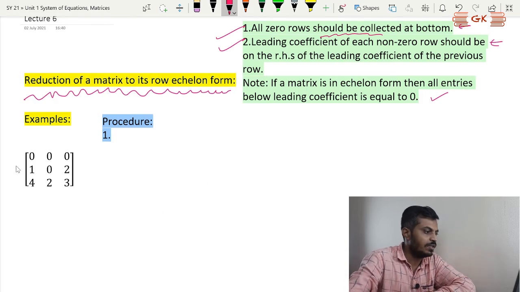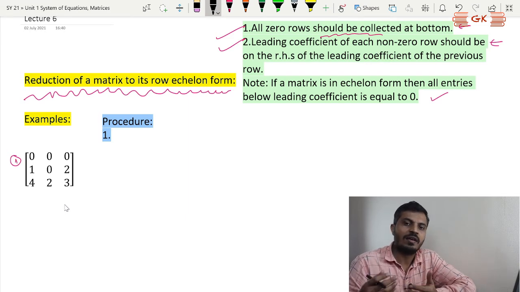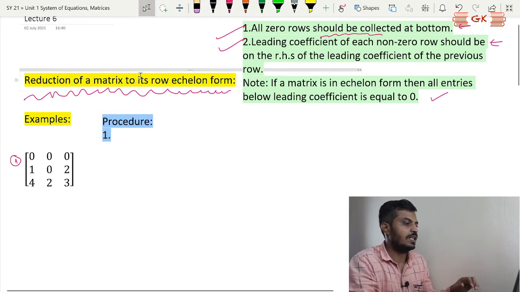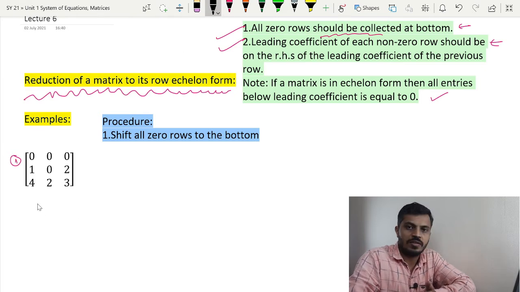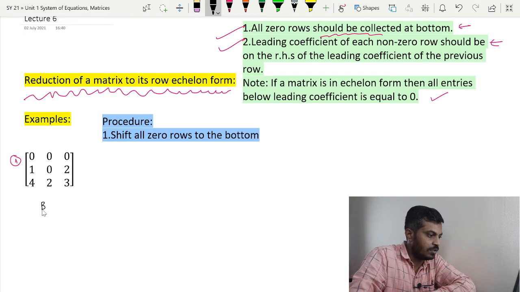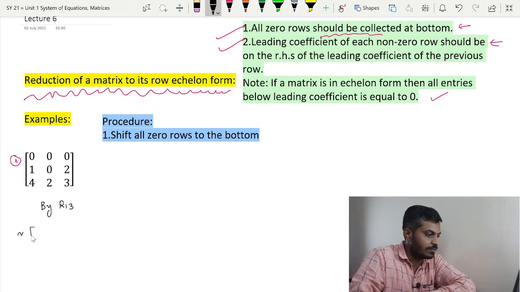Let me give you an example. So in this example you can see that a zero row is there. So whenever you are having a zero row in a matrix, just shift it to the bottom. That is our first step, which I will write here. And the same operation I will perform on this matrix to shift that row to the bottom. Can you guess which operation I should perform here? So I will say R1 ↔ R3, because I have to shift this first row to the third row position. So whatever matrix we will get, it will be 4 2 3 1 0 2 0 0 0.